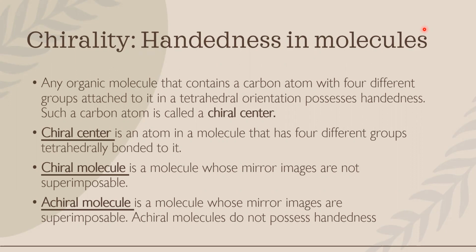So, let us first discuss what chirality, or handedness, in molecules is. Any organic molecule which contains a carbon atom with 4 different groups attached to it in a tetrahedral orientation possesses handedness. Such a carbon atom is called a chiral center. So what is a chiral center? This is an atom in a molecule which has 4 different groups that are tetrahedrally bonded to it. So what does that mean?